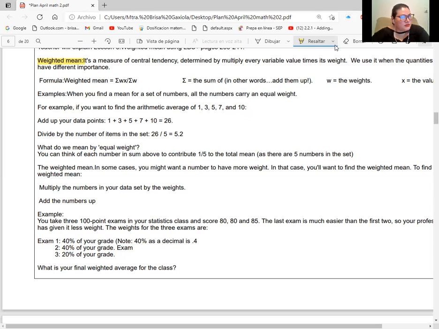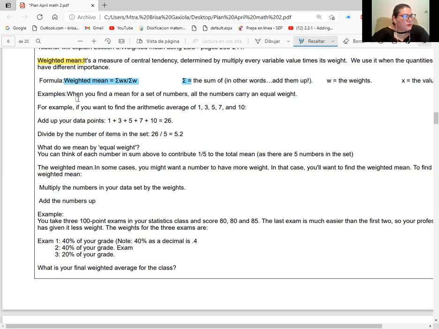So we're going to focus first on the formula. The formula of the weighted mean is this one, and the elements are described here. This is the summatory of the weight times the value of the data set. We will divide that by the summatory of the weights, which will be 100 for one in this case, when we talk about grades, and we will see an example later.